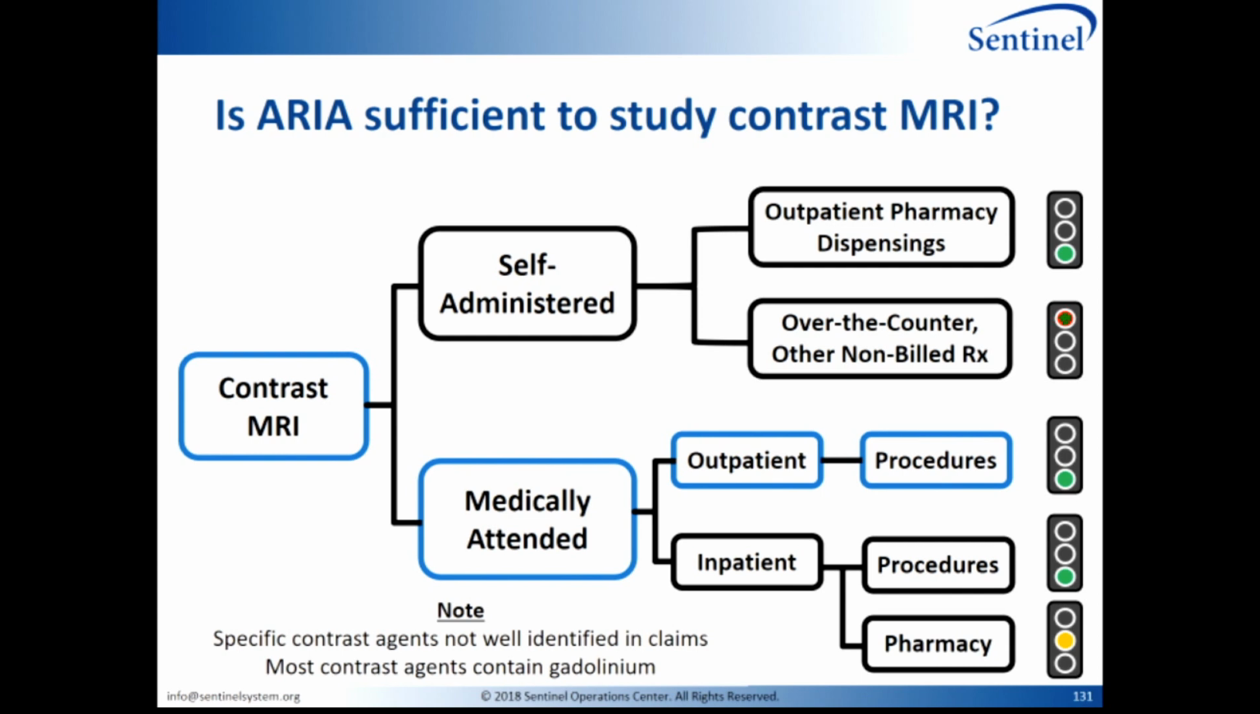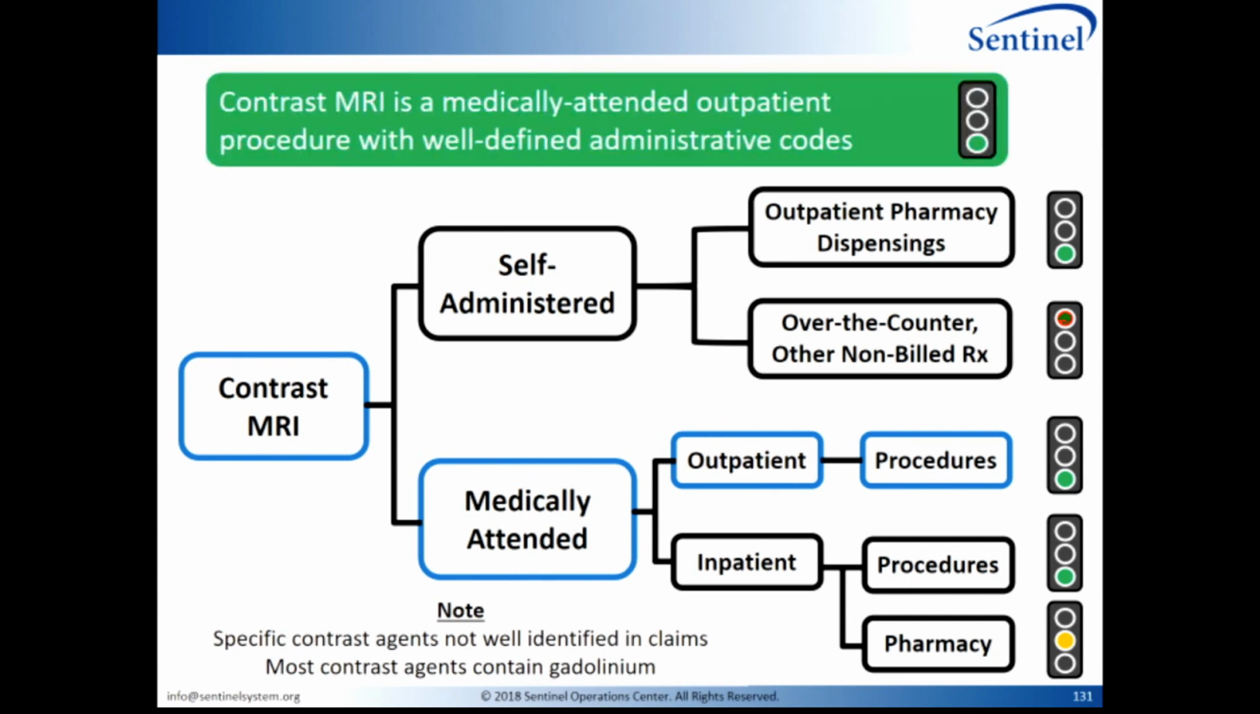I'd also like to note that specific contrast agents are not identifiable in claims in a reliable way. So this makes actually identifying gadolinium itself, exposure to gadolinium, quite difficult. However, the majority of contrast agents that are actually used do contain gadolinium. So in this case, we're using contrast MRI and MRA in general as somewhat of a proxy for gadolinium receipt. So we can see here that contrast MRI is sufficient for the assessment with this tool.